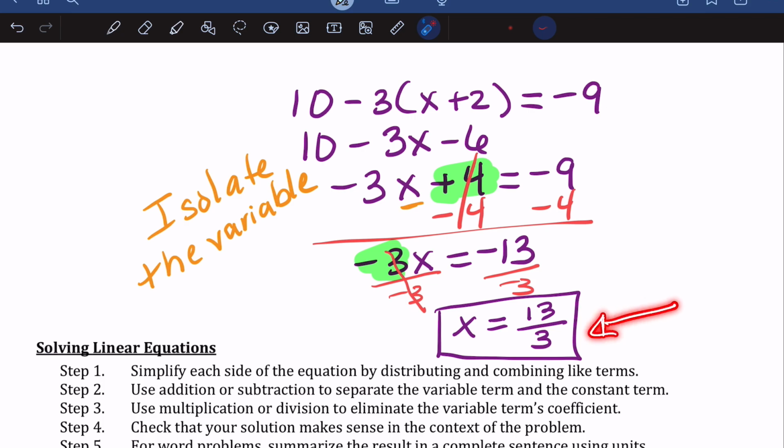So I want to make my answer make sense in my problem. Does that mean this answer is wrong? Probably not. But I do want to make sure my answer makes sense. I might need to round my answer so that it makes sense in context to my problem. So keep that in mind.